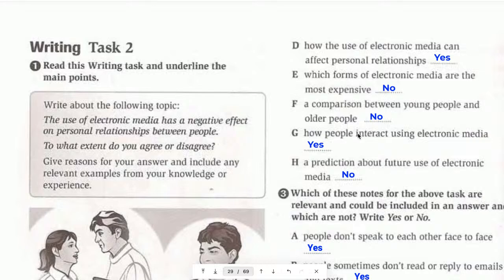Yeah, okay. How people interact using electronic media? And the answer is yes. Not no. Why? Because it's very related to part D here. How the use of electronic media can affect personal relationships. So here, G. How people interact using electronic media. Okay? How can they interact? It's just kind of the way they use it. The way they use it or the way they interact using electronic media, and that can affect personal relationships positively or negatively. Okay? It depends on the situation. So you have to talk about it.